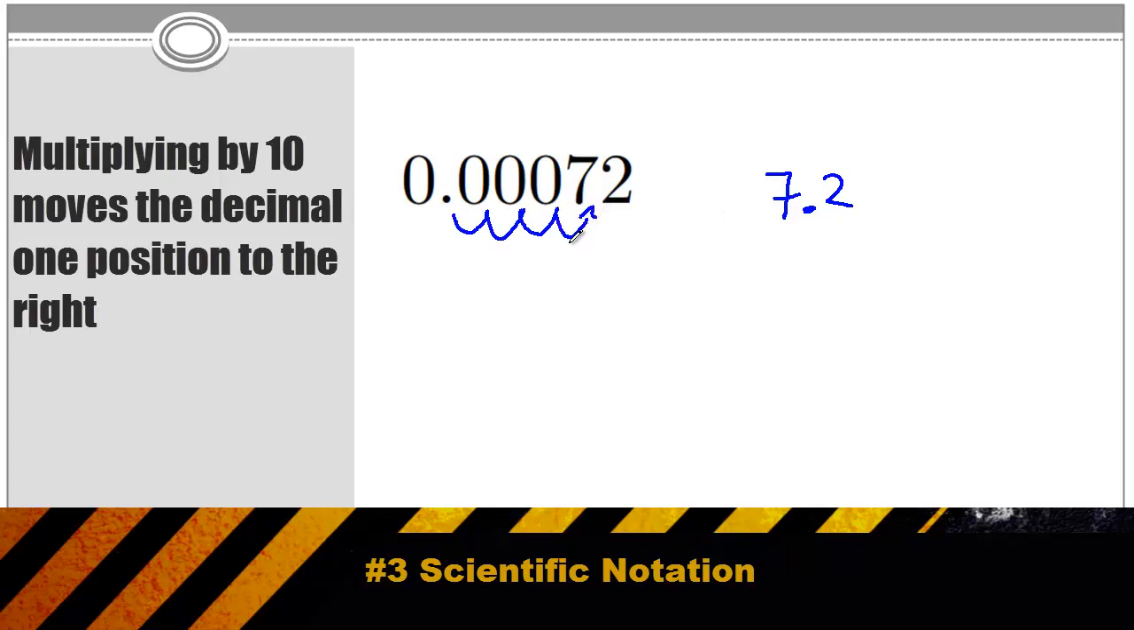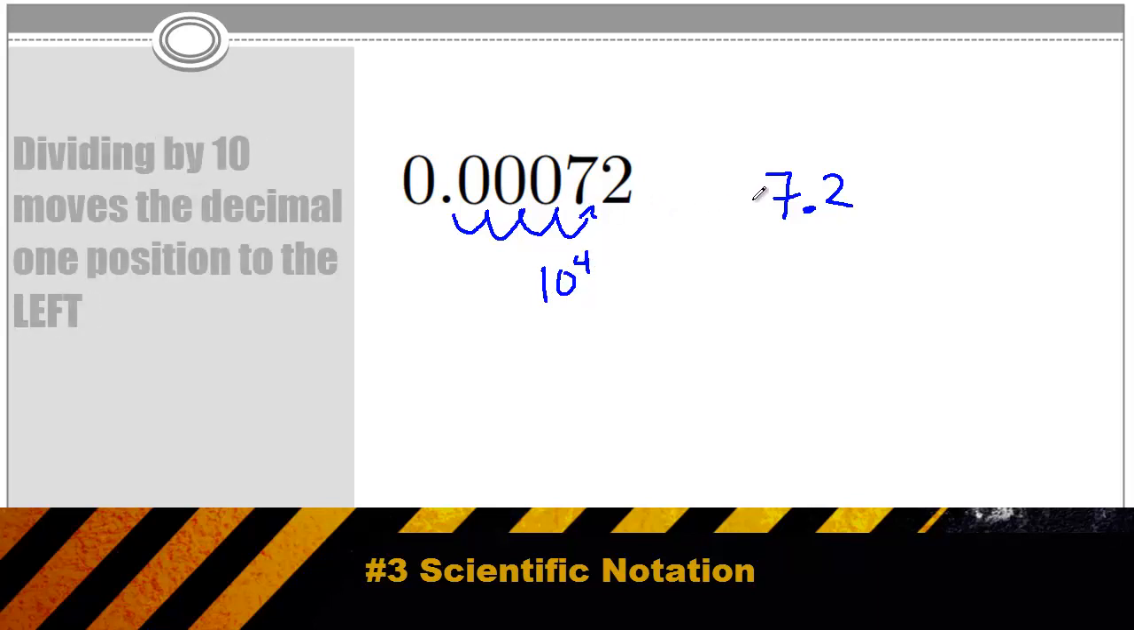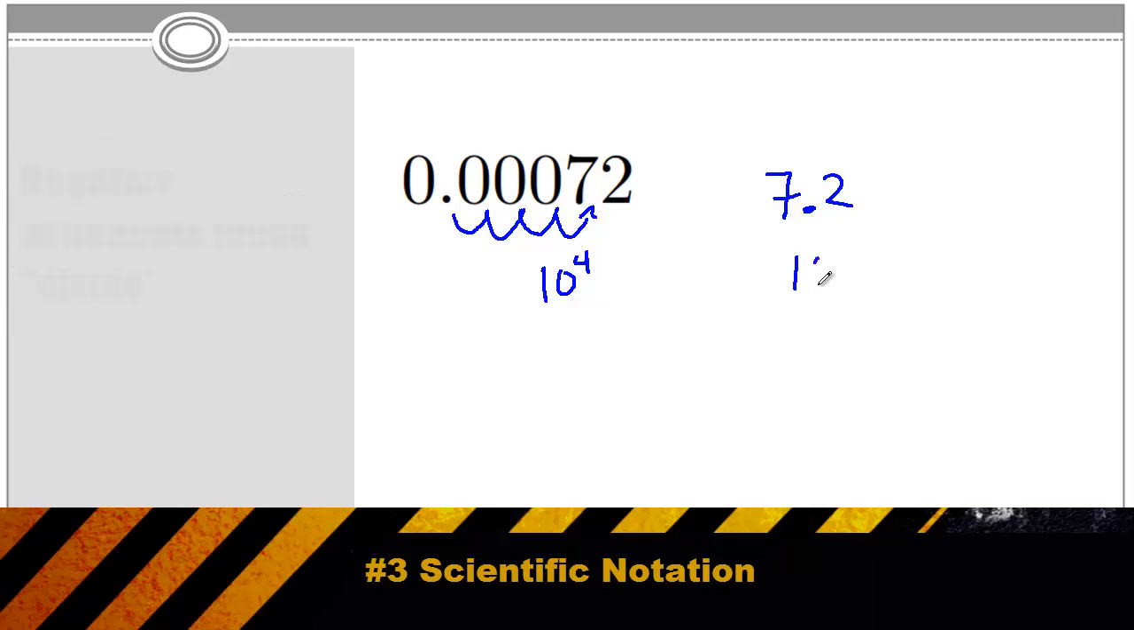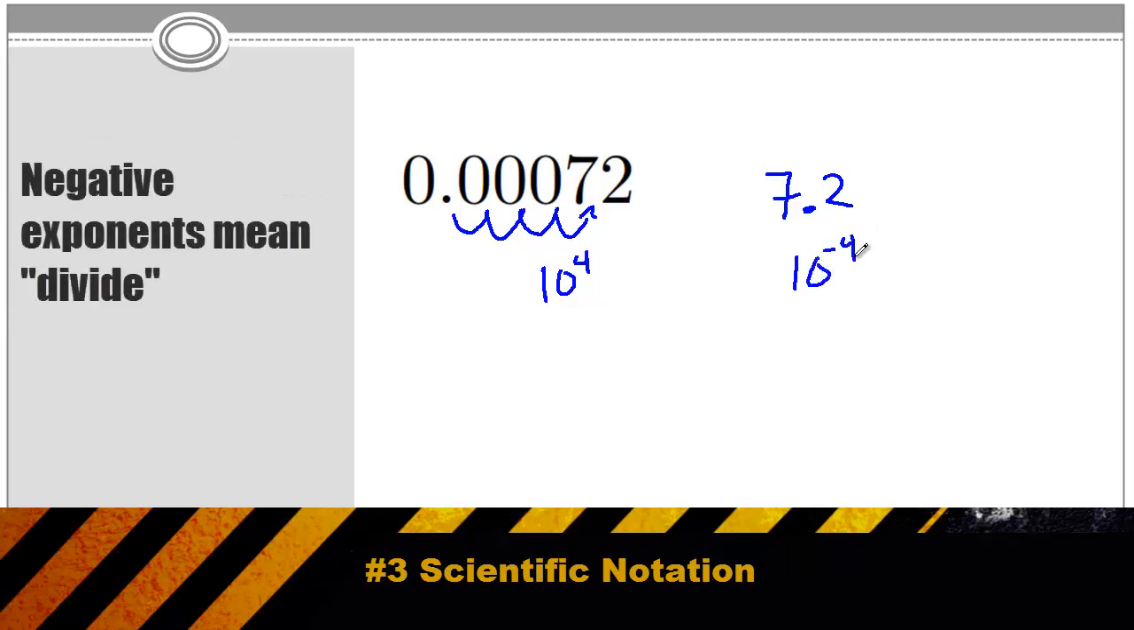When you move a decimal to the right, you are multiplying by 10. So in this case, we multiplied by 10 4 times, or we multiplied 0.00072 times 10 to the 4th. If we want to take 7.2 and convert that back into 0.00072, then in that case we're going to divide by 10, and we'll divide by 10 4 times. You write dividing by 10 as 10 to the negative 4.